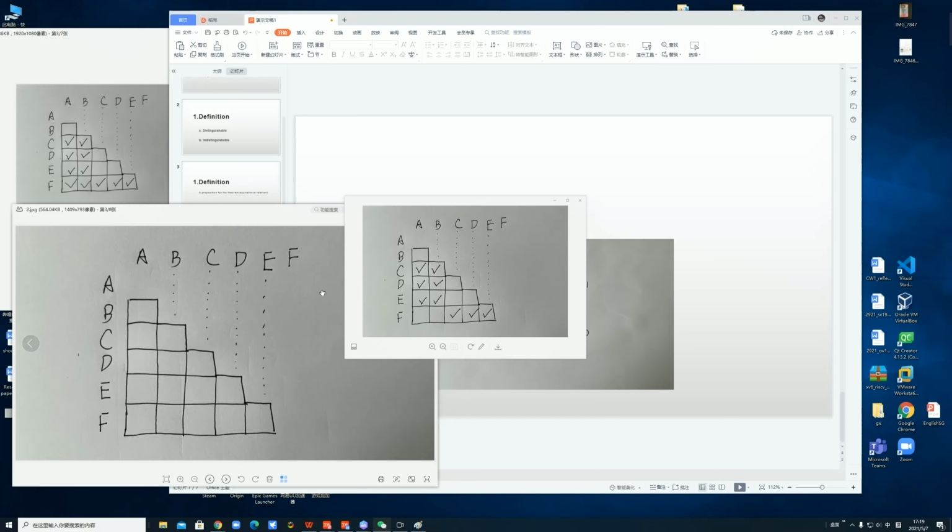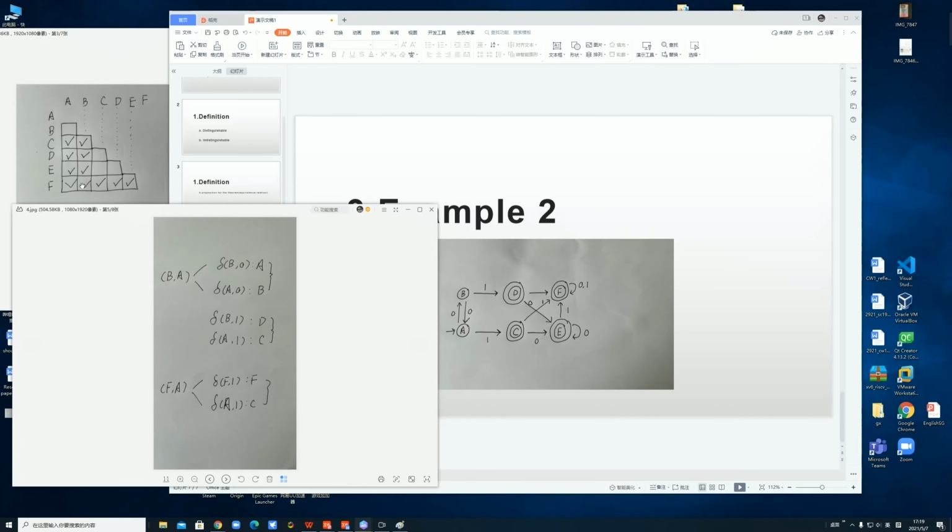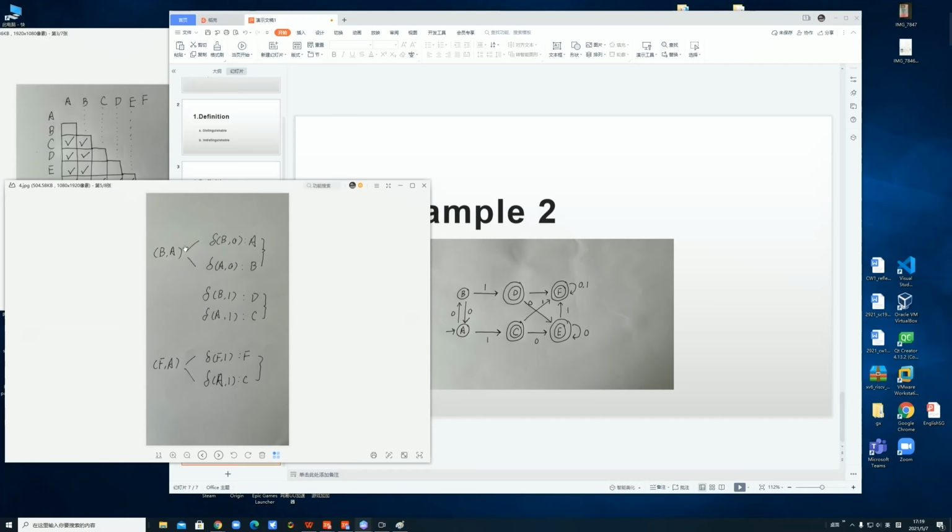Next, we need to do something on the unmarked pairs like BA or DC. What we need to do is check like this. For example, BA. With the transition function, when we input 0, B goes to A, and when A inputs 0, it goes to B. So we got AB here, and as we can see, AB is unmarked, so we don't need to do anything.